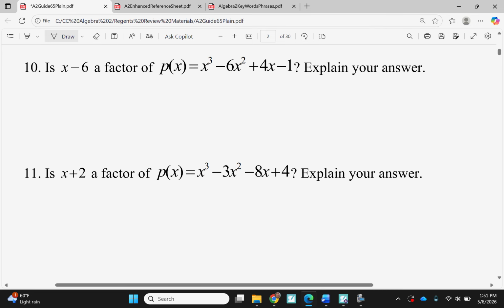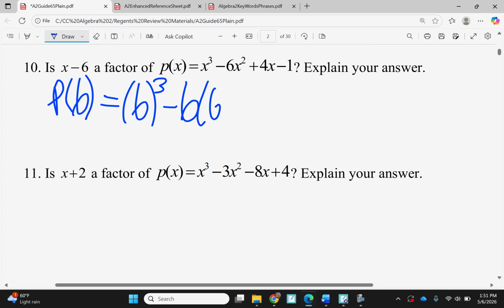Is x minus 6 a factor? To determine if something's a factor, I need to find the remainder using the remainder theorem. So I'm going to substitute the opposite of what I'm dividing by in for x. The opposite of x minus 6 is positive 6. I'm going to substitute 6 in for all the x's.